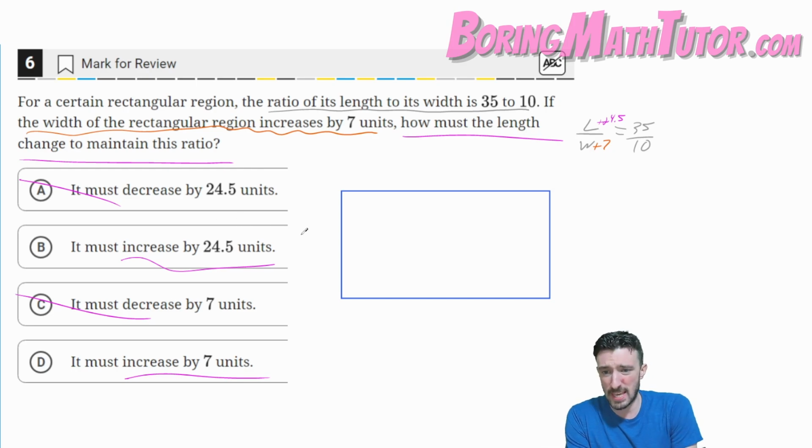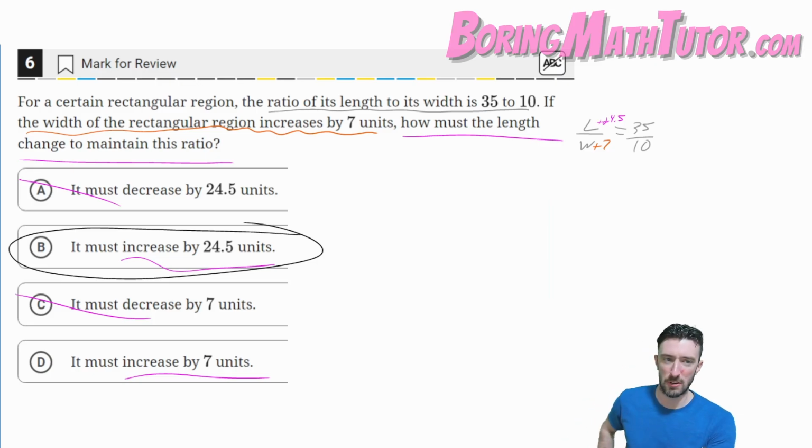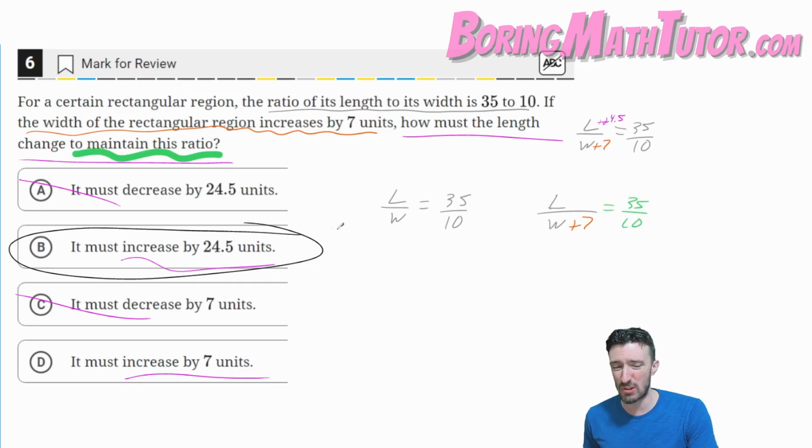Now, that's a little tricky to confirm. We've got our best guess here, but we really kind of should think about how we would confirm this. Well, I'll tell you how we're going to confirm it. We're going to remember that the original equation that they gave us is L over W equals 35 over 10. And then if we modify that a little bit to make the change about the width, and we want to maintain the ratio, that means we want the ratio to still stay 35 over 10, then what needs to happen to the length?